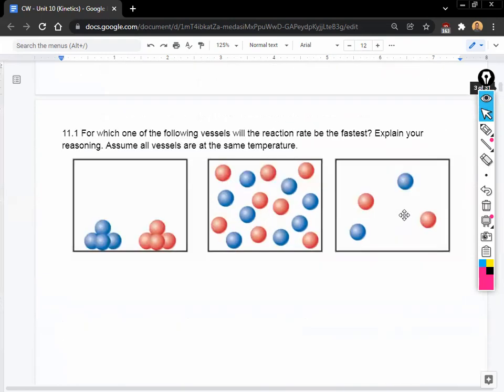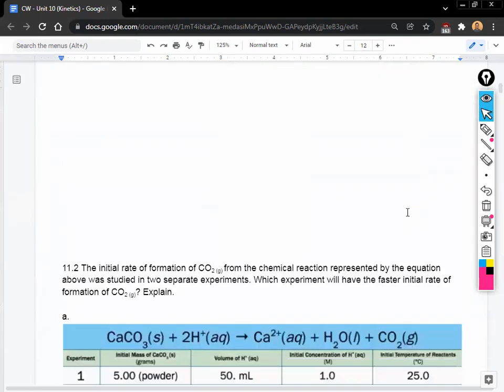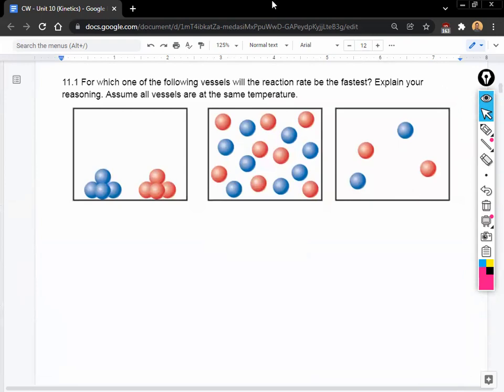Okay, we're gonna do 11.1 just to see if you guys got the message. We'll do 11.2 next time, and then we'll be all done. Okay, so take a look at 11.1. We got 3 different examples of vessels with compounds in them. I just want you guys to figure out which reaction rate will be the fastest and explain why. So pretend this is an FRQ. Try to use FRQ language. And we're going to assume that all of the vessels are at the same temperature.